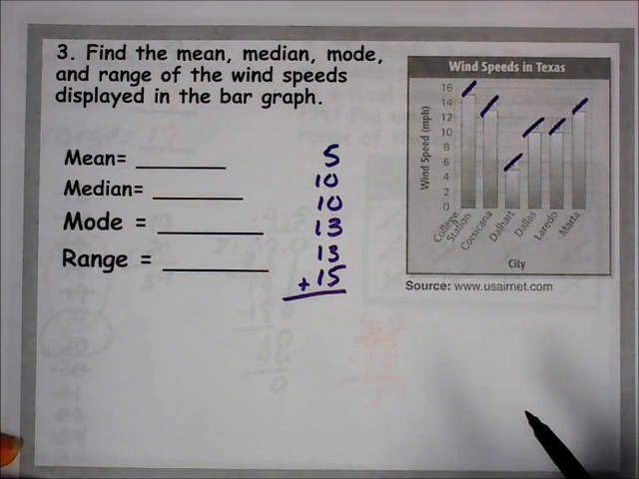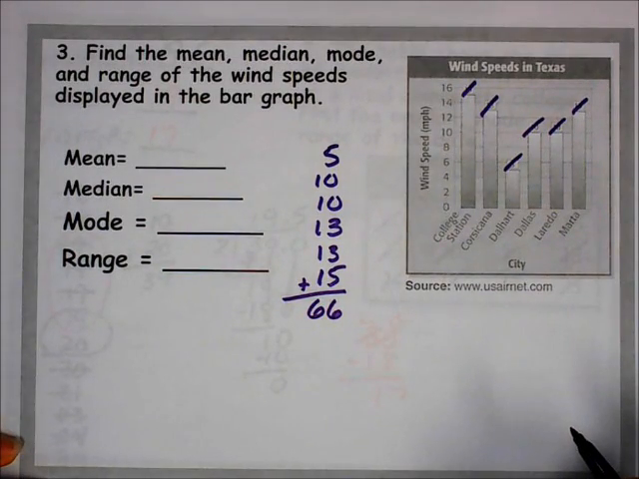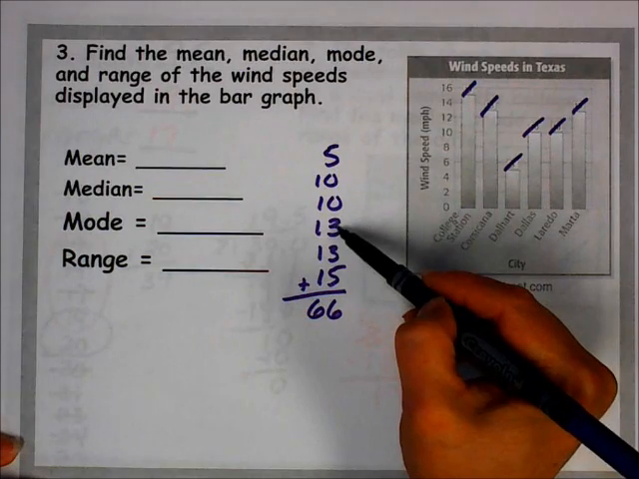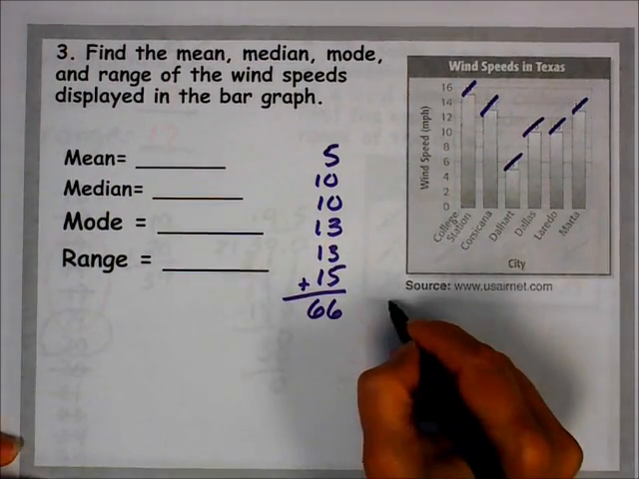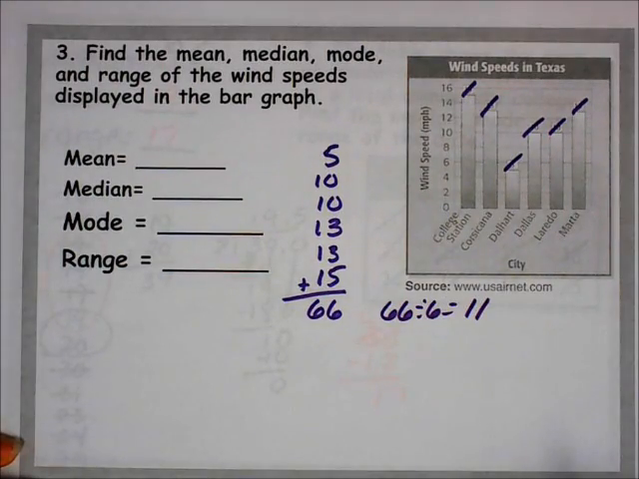When you added all of your data together to find the mean, you should have gotten 66. And then I had to divide. I had 1, 2, 3, 4, 5, 6 pieces of data. So 66 divided by 6 gives me 11. So my mean, or my average, is 11.